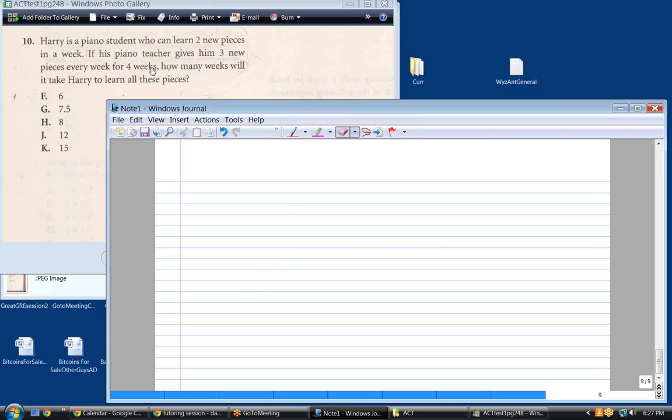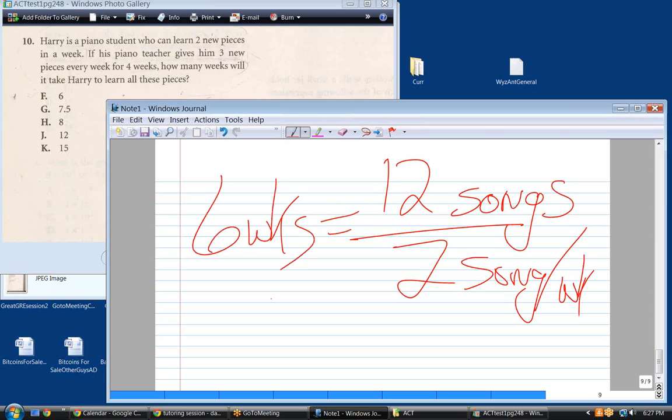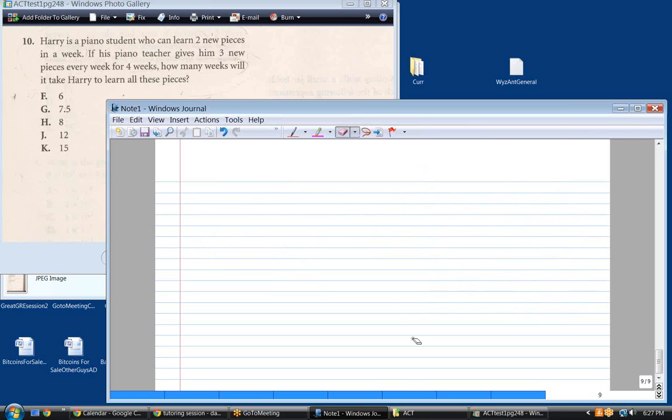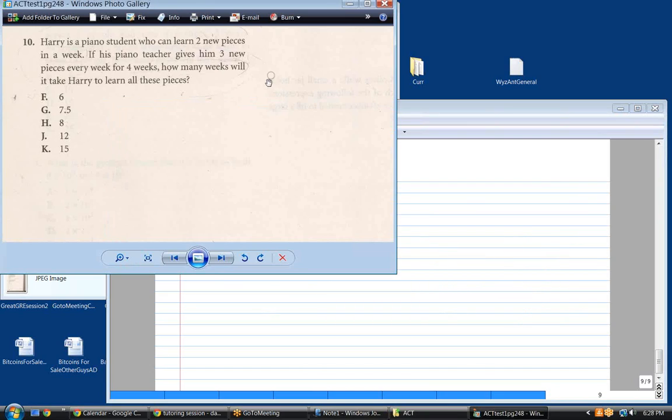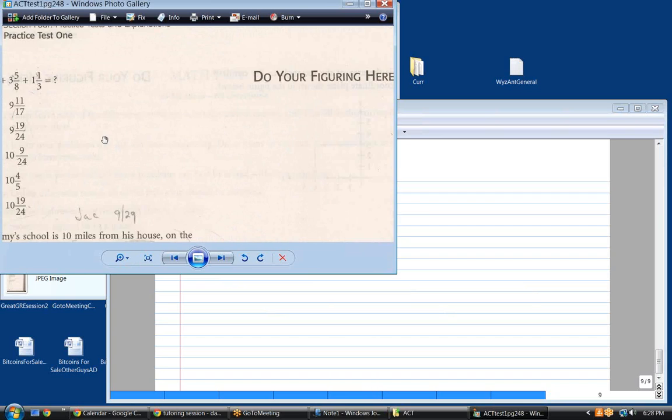But if you do it the most straightforward way, which is to look at the second sentence first and realize that she's giving you 12 pieces to learn, if I give you 12 songs to learn on your guitar and you can learn 2 a week, that's pretty straightforward. 12 songs at 2 songs per week equals 6 weeks. As long as you do it that way, the problem is very easy and straightforward. It's only hard if you try to do it a different way.